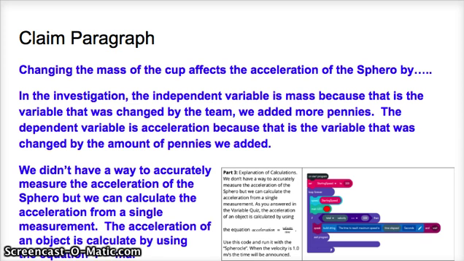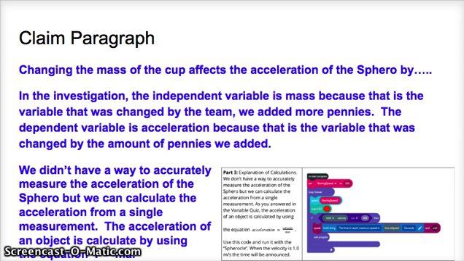In the investigation, the independent variable is mass because that is the variable that was changed by the team. You added more pennies. The dependent variable is acceleration because that is the variable that was changed by the amount of pennies you added, right? It slowed down. And then this is how you did the experiment.